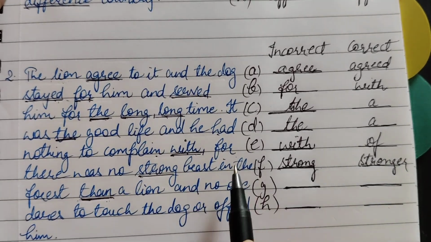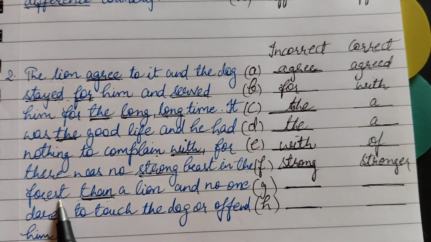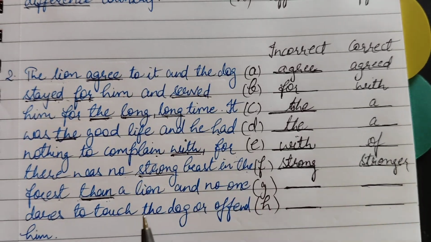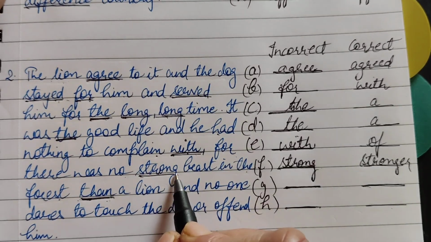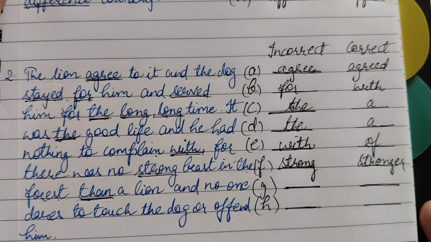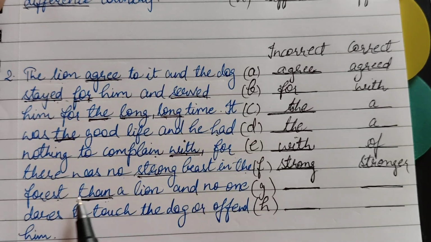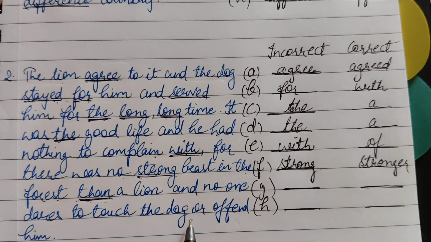Okay, so why am I saying this? There was no stronger beast in the forest than a lion. So here I am comparing the lion with the other beasts in the forest. That's why I have put er in my verb. Now next line is forest, than a lion, and no one dares to touch the dog.